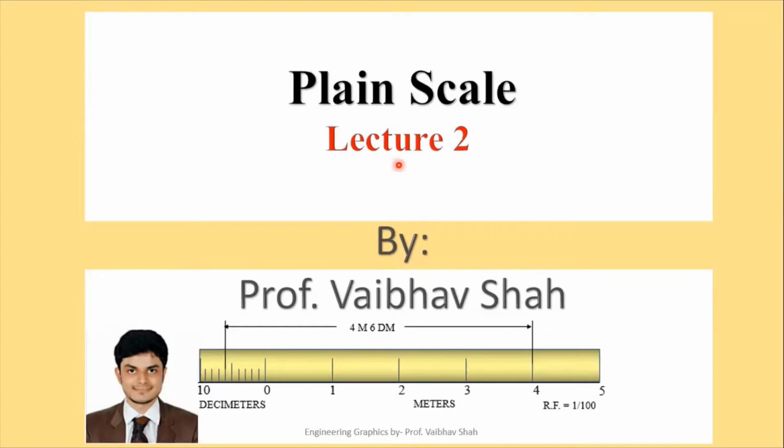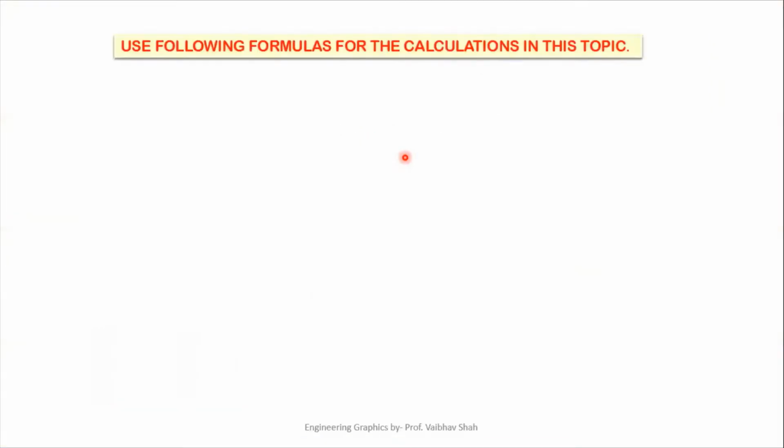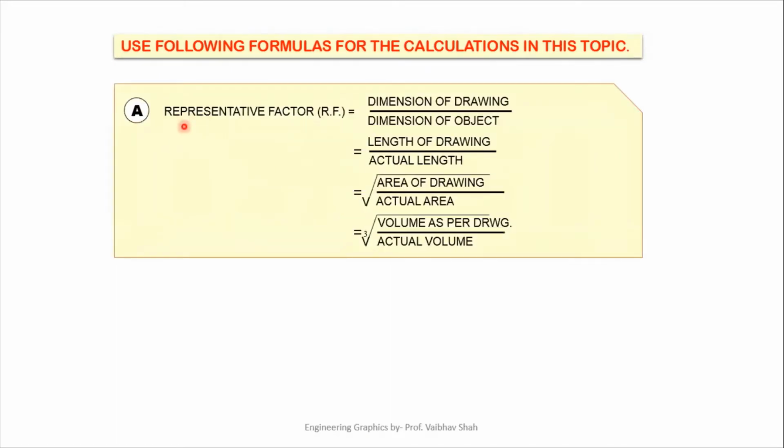So let us start. First, we'll be using the following formulas for calculation in this topic. Once again, the first formula, representative fraction, RF, equals dimension of drawing upon dimension of object. If your dimension is given in terms of length, you write length of drawing upon actual length. If it is given in the form of area, you take the square root of area of drawing upon actual area. And if it is given in the form of volume, you take the cube root of volume as per the drawing upon actual volume.